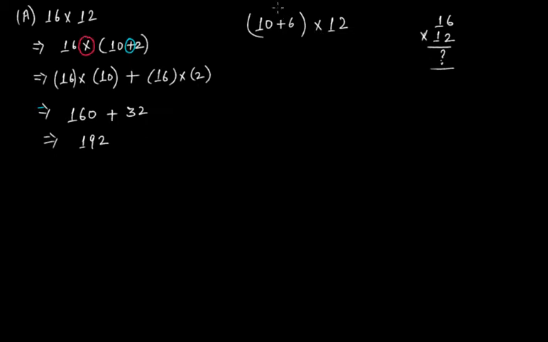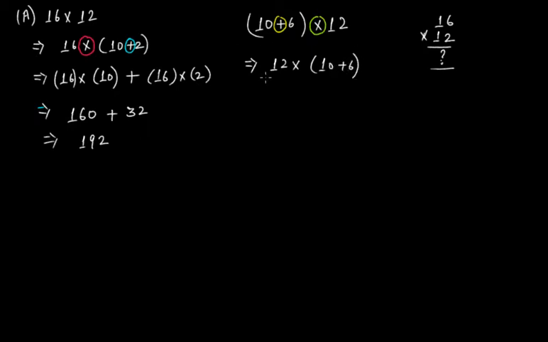Since addition is grouped together within a bracket and we have multiplication outside, it's again the distributive property of multiplication over addition. And those of you who are getting confused, you can write it like this: 12 times (10 plus 6).